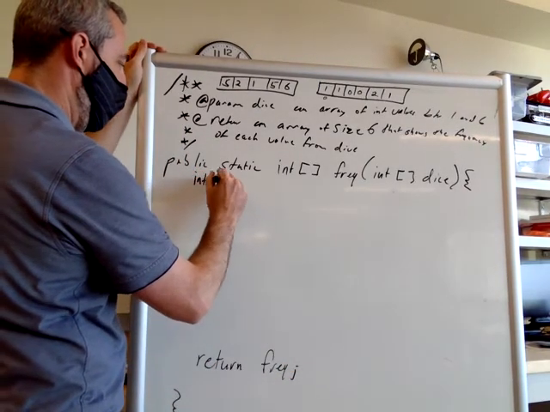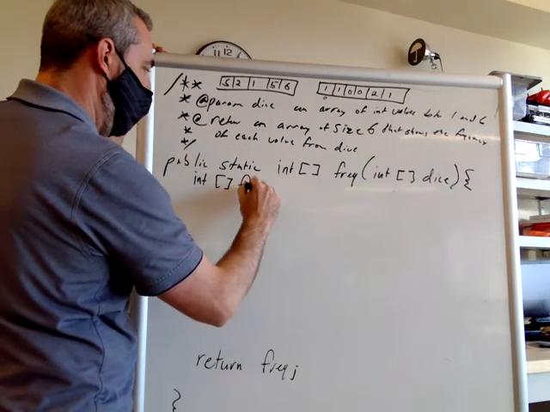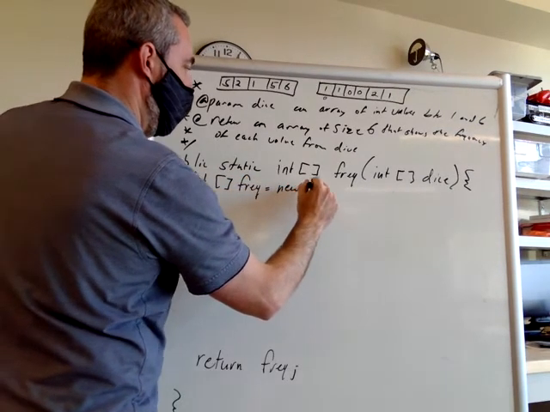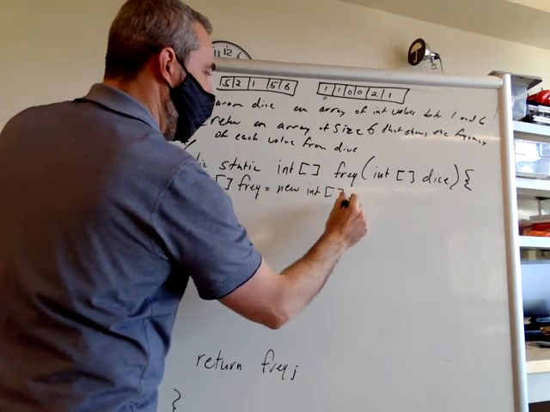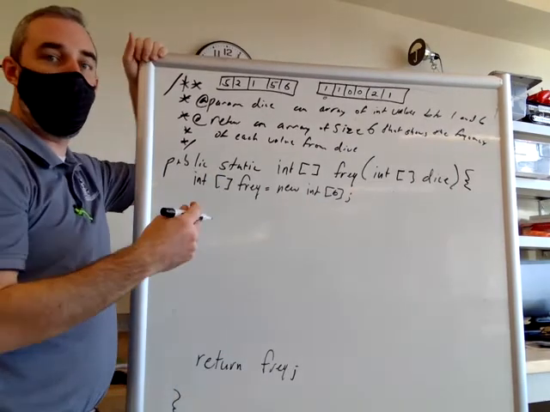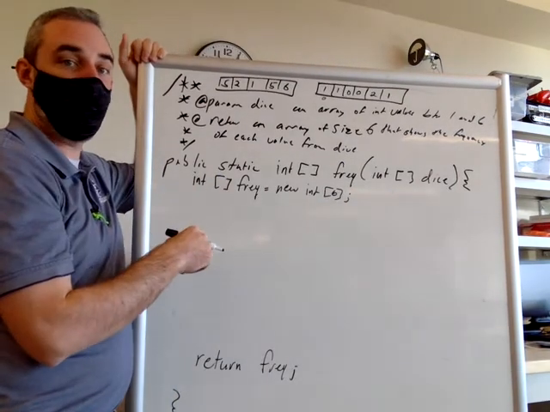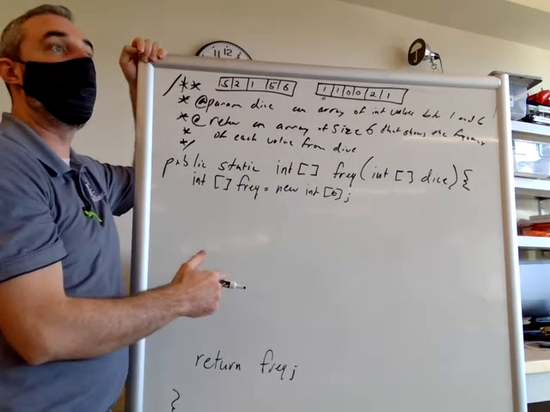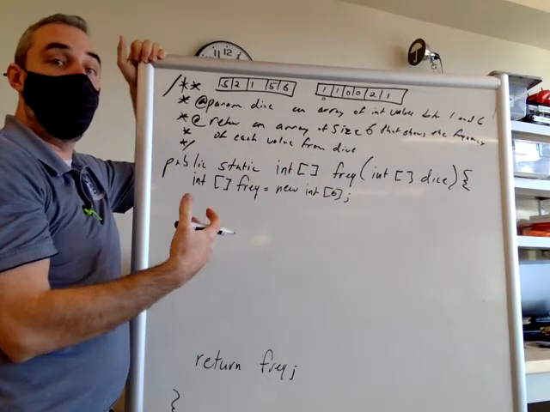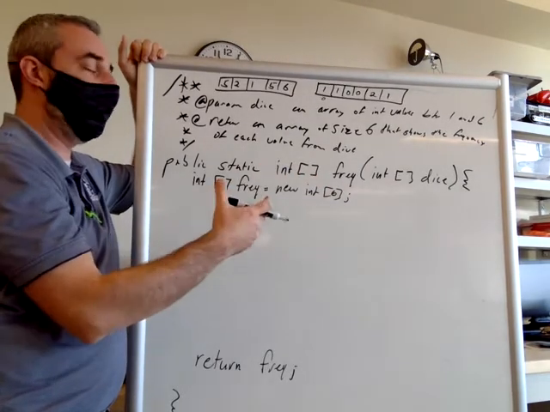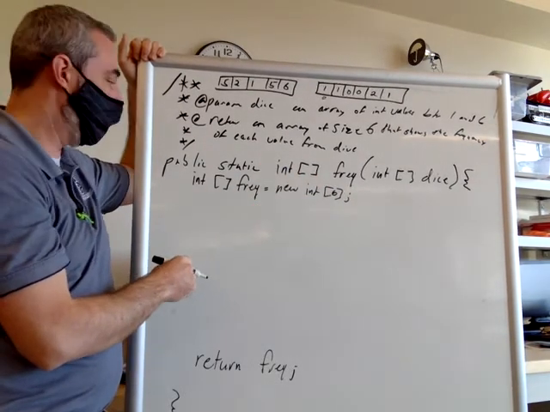So int array frec equals new int array and 6, because it's going to need to have 1 spot in it for each possible value. If you had 10-sided dice, you'd make it 10. If you're doing a frequency array of the letters of the alphabet, you would put in a 26. So you're 1 spot for each of the possible values.